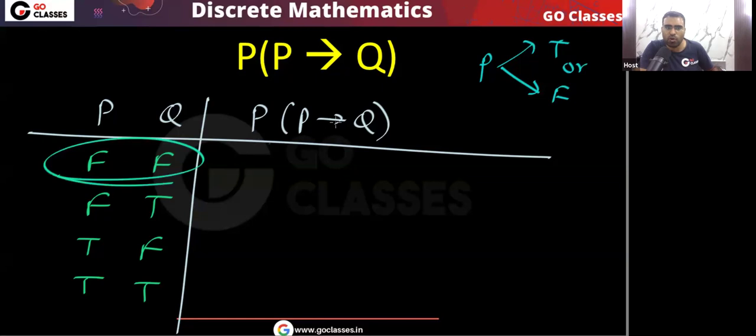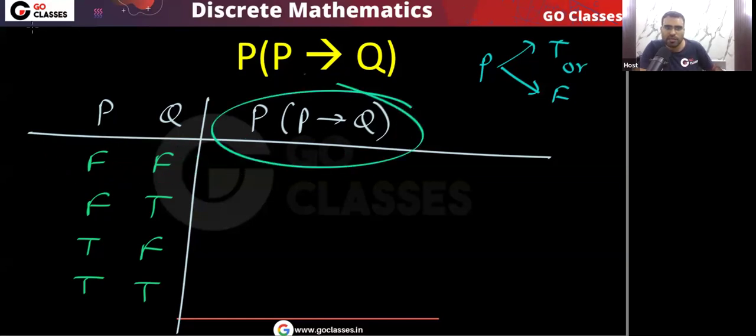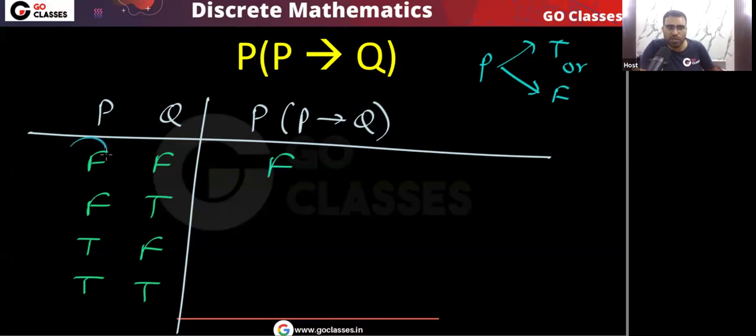Tell me, for every row, what is the truth value of this expression? For the first row, this expression will become false. Okay, yes or no? You can easily see, because P is false. If P is false, then P and anything is false. Okay, here also P is false, false and anything is false. Now, what about this one?